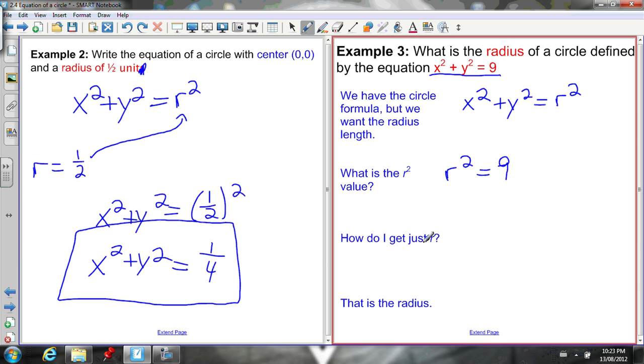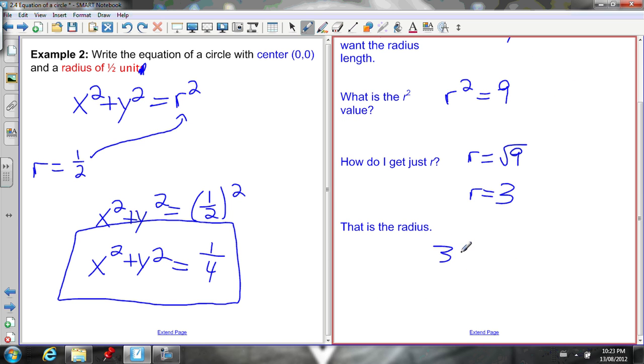So how do I get just r? I have to get r by itself. The opposite of squaring is square rooting. So when I move that square to the other side, it becomes a square root. Square root of 9 is 3. Okay? So my radius is 3 units. Perfect.